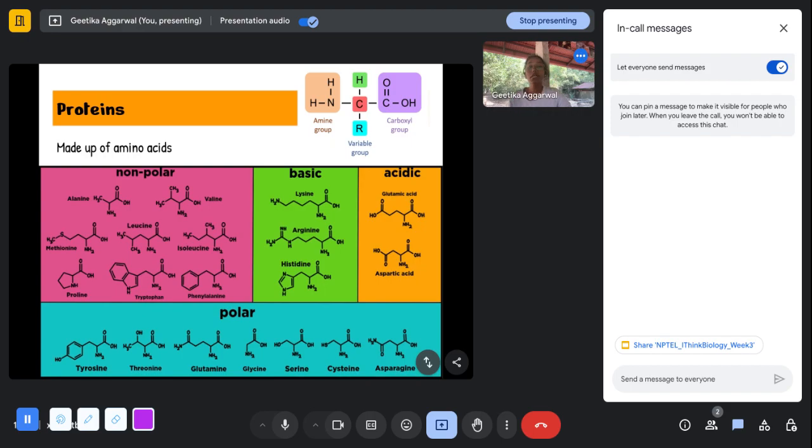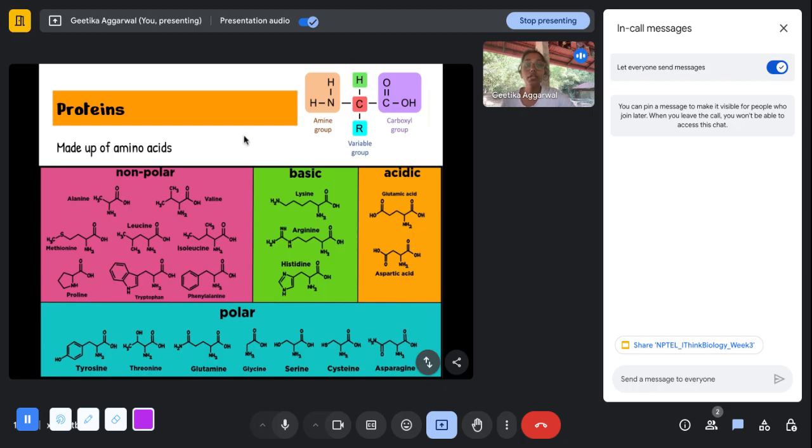Moving on to the next biomolecule, which is protein. Protein is actually made up of amino acids, and this is what an amino acid looks like. There is carbon in the center. On one side, it has a carboxyl group. On another side, it has an amine group, which is NH2, and there is a variable group R present here.